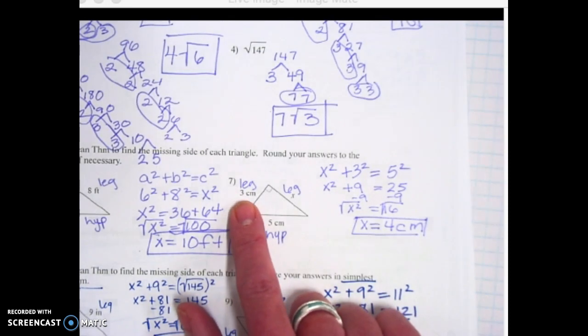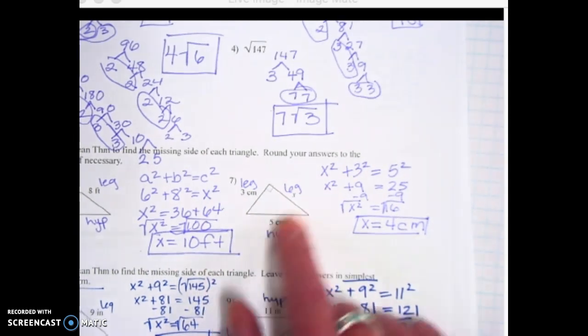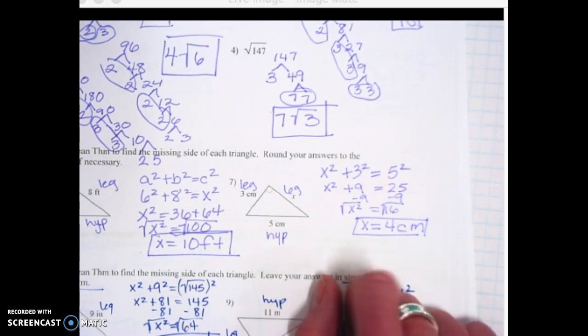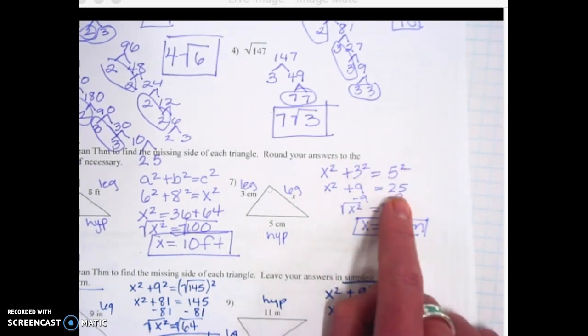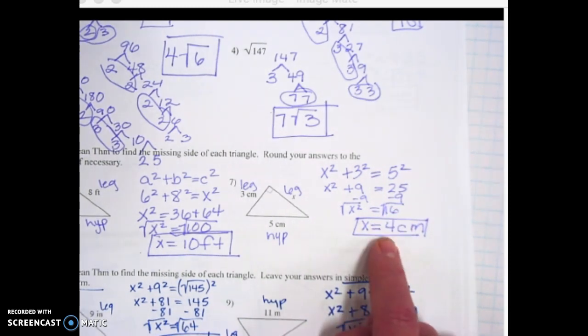For number 7, one of the legs is 3, and one of the legs is x, the hypotenuse is 5. So you plug in your 2 legs, you plug in your hypotenuse, and you simplify. 3 squared is 9, 5 squared is 25, so you subtract the 9, then take the square root of 16, so you should have 4 centimeters.